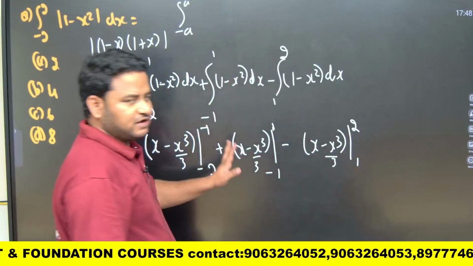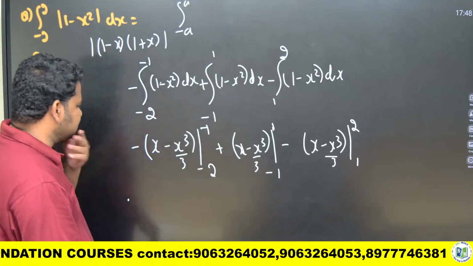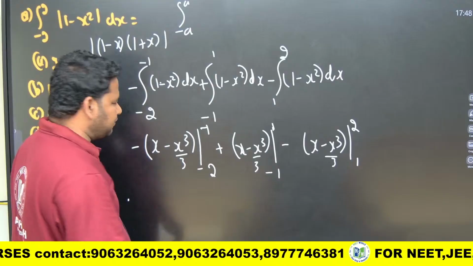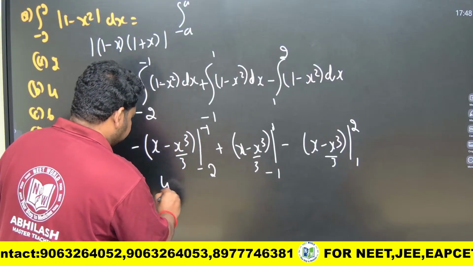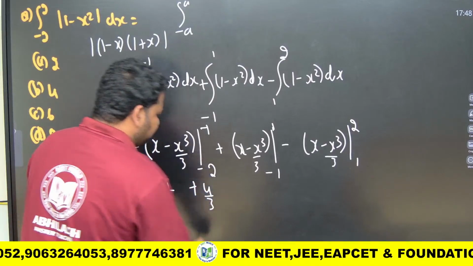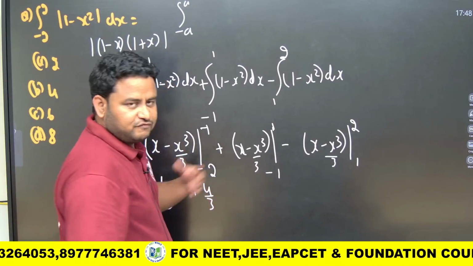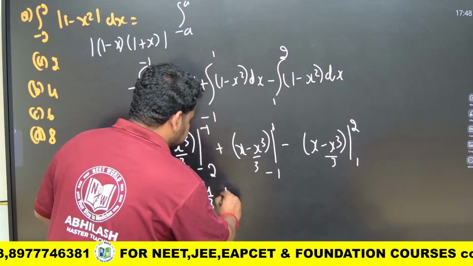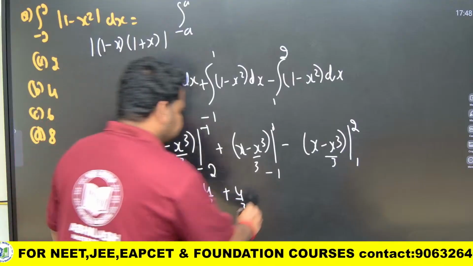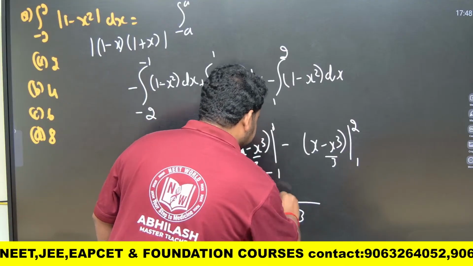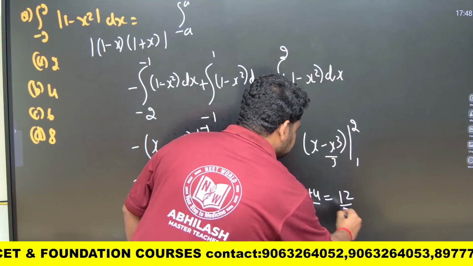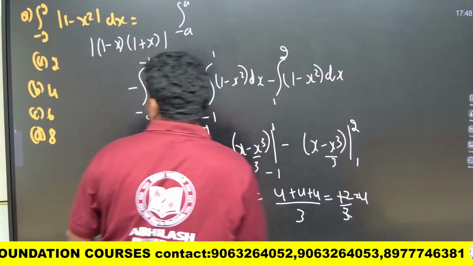Now what happens if I am integrating this and putting the values? Here x minus x cube by 3 will become 3x minus x cube. Actually, this will turn out to be 4 by 3, this also will turn out to be 4 by 3, on putting the values. Further simplification you can do: integral I will be equal to 4 by 3 plus 4 by 3 plus 4 by 3. The denominator is the same, so I can write it as 4 plus 4 plus 4 by 3, that is nothing but 12 by 3. So the answer we will get is 4.